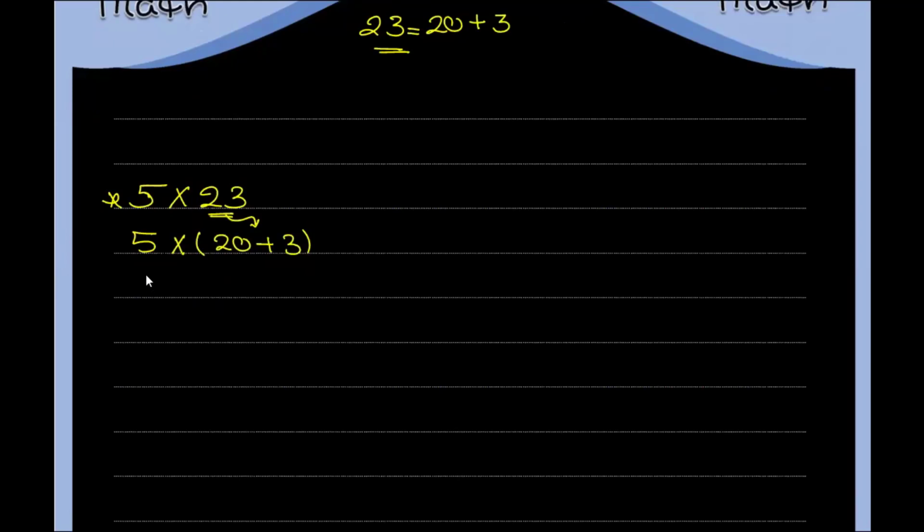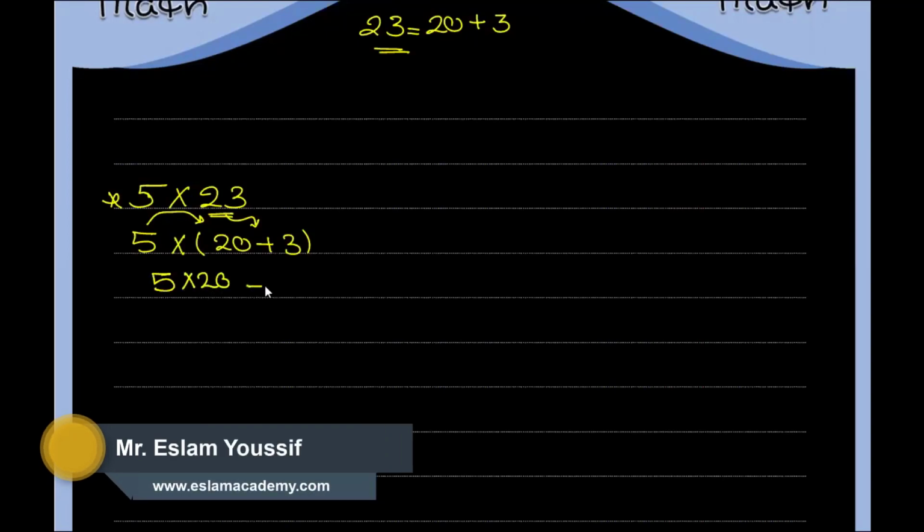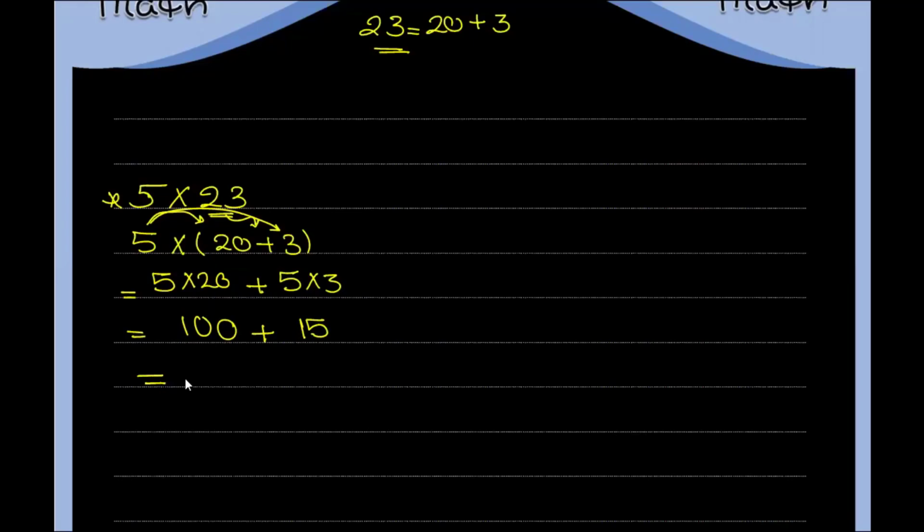All I have to do is multiply 5 times 20 plus 5 times 3. I will distribute, 5 times 20 one time and another time 5 times 3. 5 times 20, all I have to do is write 0. 5 times 2 equals 10. Plus 5 times 3 equals 15. By adding, the answer will be 115.